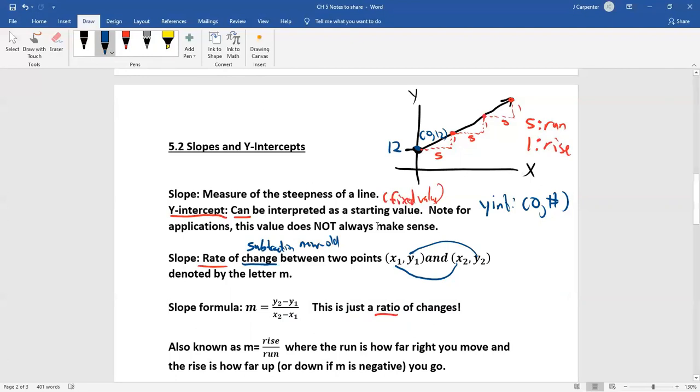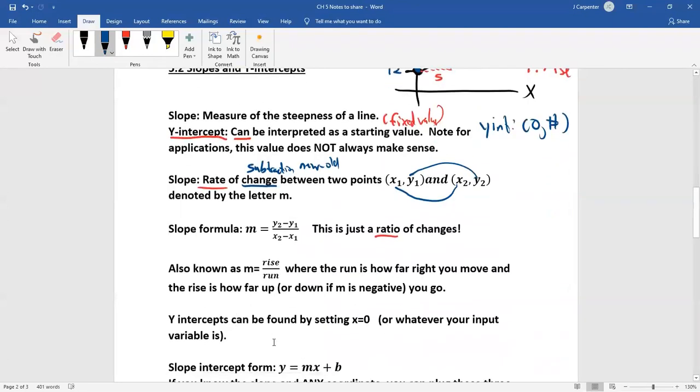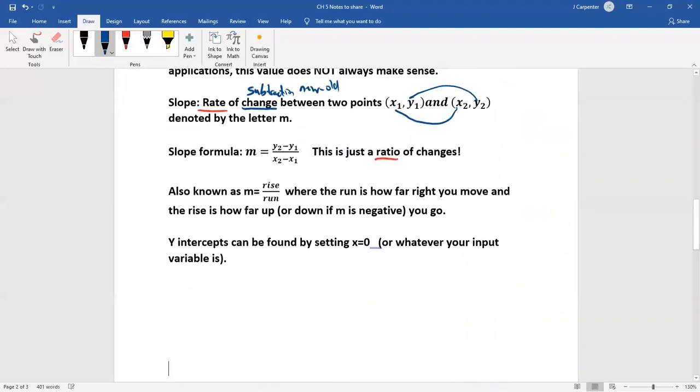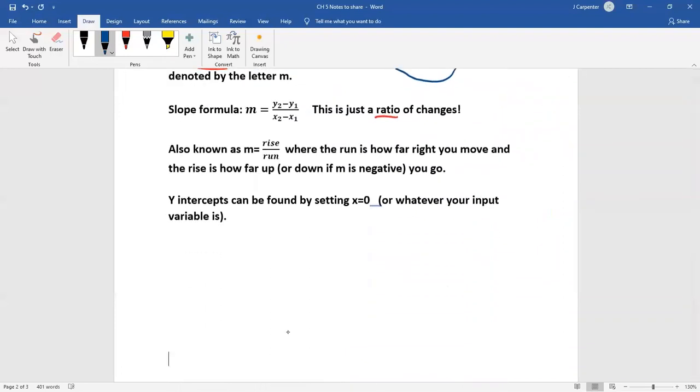So what I'd like to do is, and this last line just relates to what we just said, y-intercepts can be found by setting x equals 0. And when I say x, I just mean your input variable. If you're using letters like m for minutes, then you let m be 0. If you're using the letter t for time, that's your input, then you let t be 0. So the initial time, or talking no minutes, gives you your fixed amount.